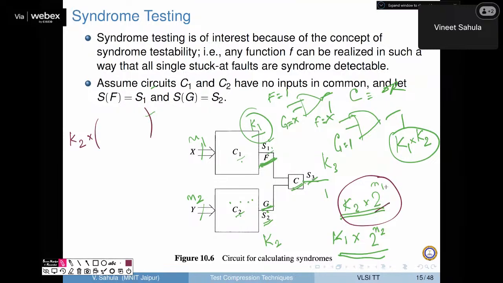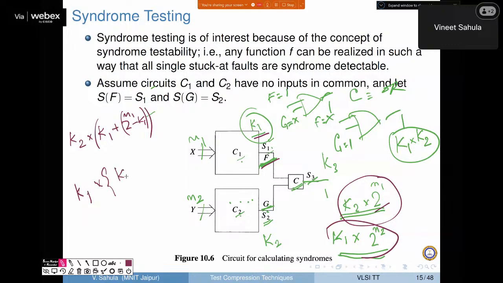2 to the power n1 is your F being 1 or any value. F1 will be K1 times 1 and the rest of the time it will be 0. So F1 is 1 K1 number of times, and the rest of the times, which is 2 to the power n1 minus K1, it will be 0. I rewrite this again. F1 is 1 K1 times, and G is 1 K2 times and the rest of the points 0. So the number of times it is 0 is 2 to the power n2 minus K2.